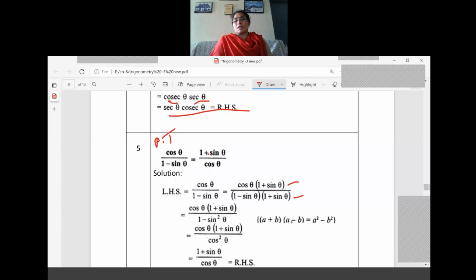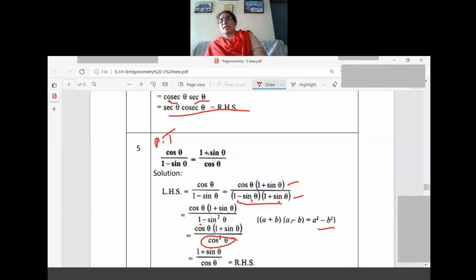So what happens here? Cos theta into 1 plus sine theta in the numerator, and in the denominator 1 minus sine theta into 1 plus sine theta. So what is the form here? A plus b into a minus b. That means a square minus b square. So it became 1 square, that is 1, minus sine square theta. So 1 minus sine square theta, what can we apply? Cos square theta only. Right?